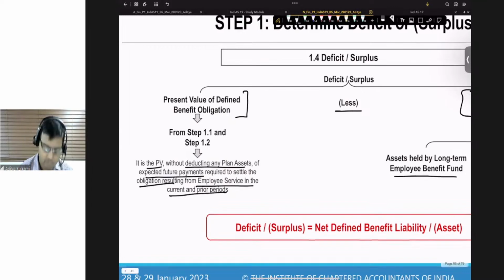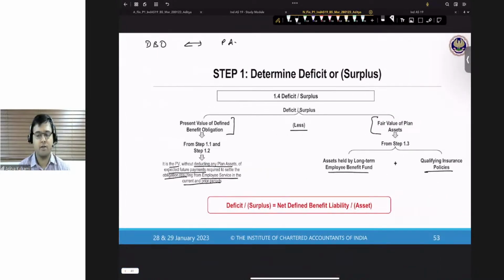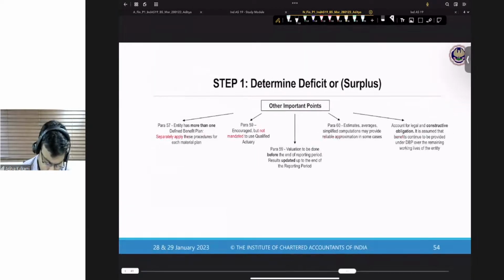So this is how you will do the accounting. The final presentation: a deficit is a net defined benefit liability. A surplus is nothing but an asset. Is it okay? Yes. All right.